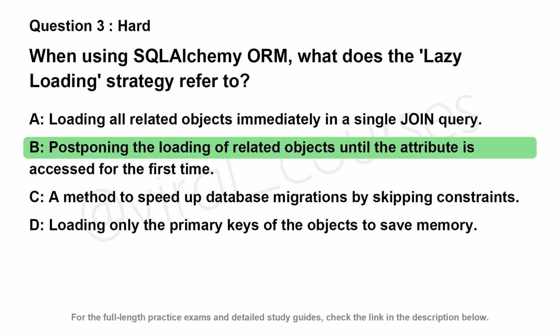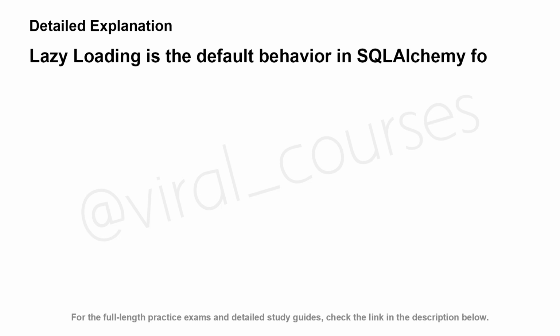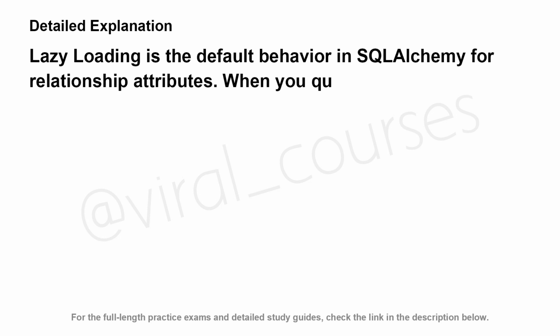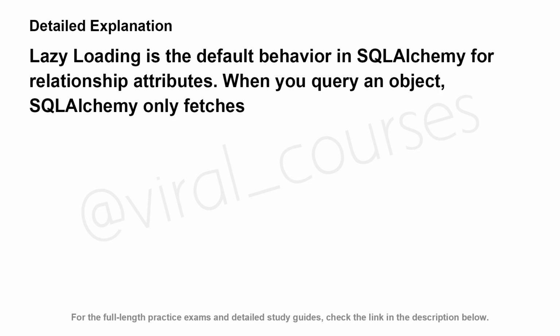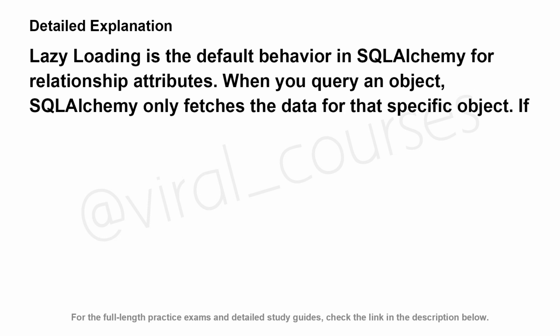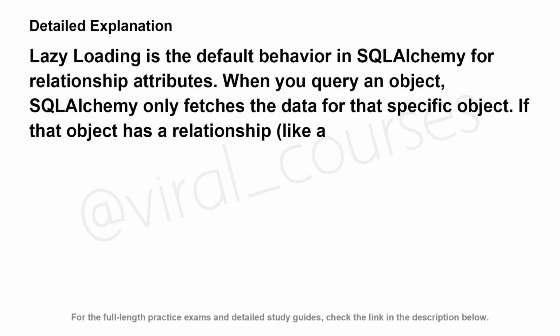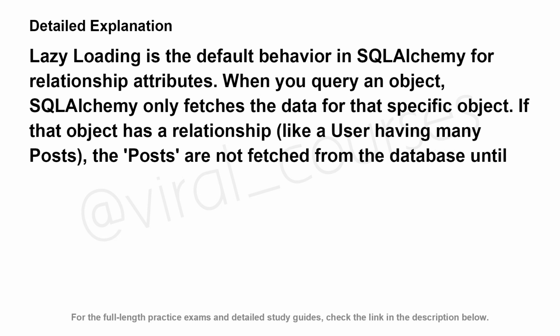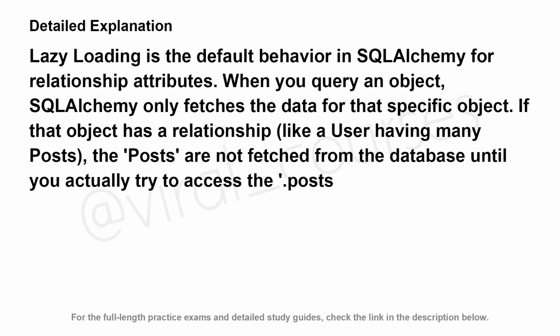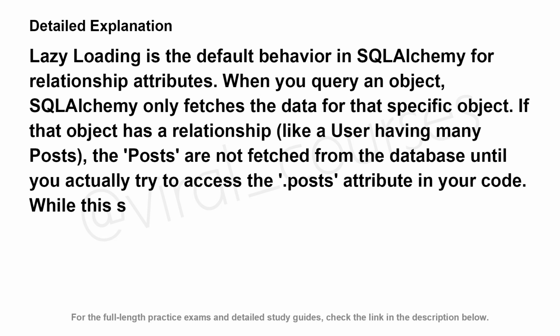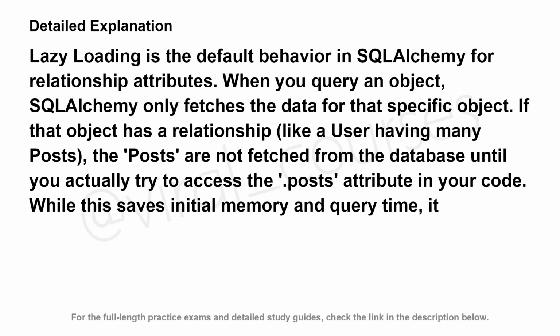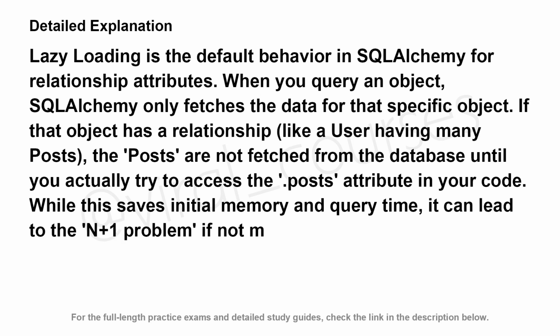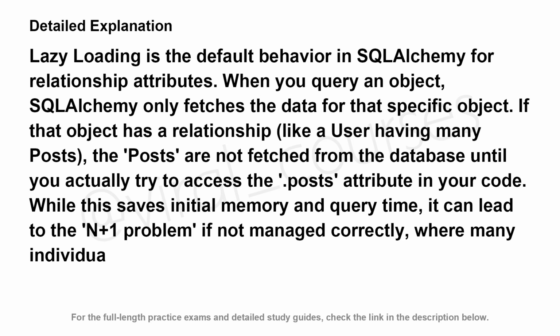The correct answer is B. Lazy loading is the default behavior in SQLAlchemy for relationship attributes. When you query an object, SQLAlchemy only fetches the data for that specific object. If that object has a relationship, like a user having many posts, the posts are not fetched from the database until you actually try to access the posts attribute in your code. While this saves initial memory and query time, it can lead to the N+1 problem if not managed correctly, where many individual queries are fired in a loop.